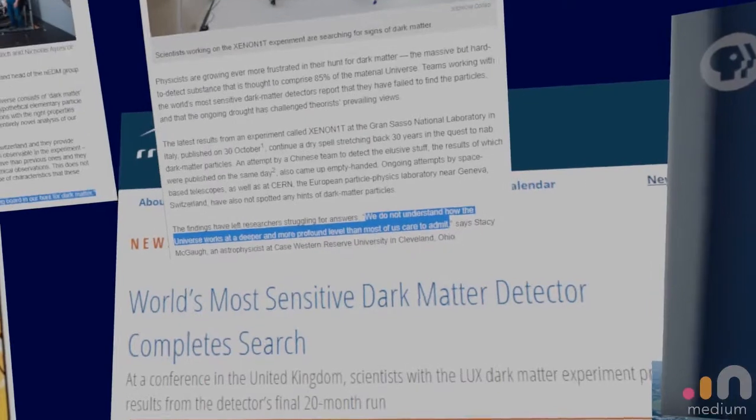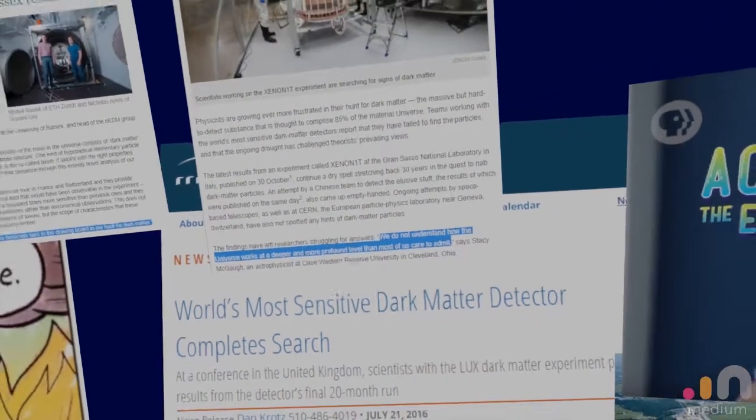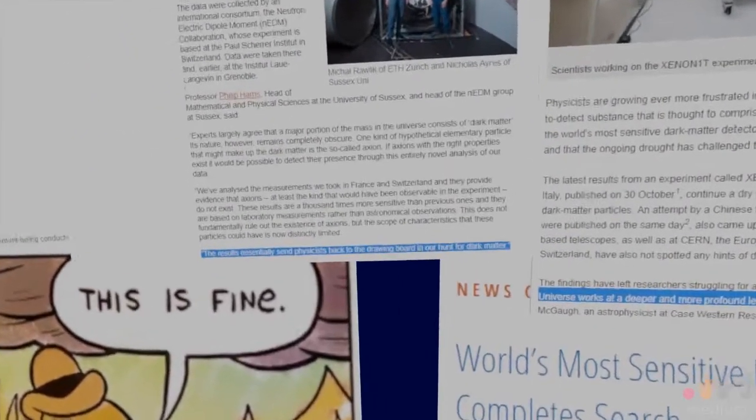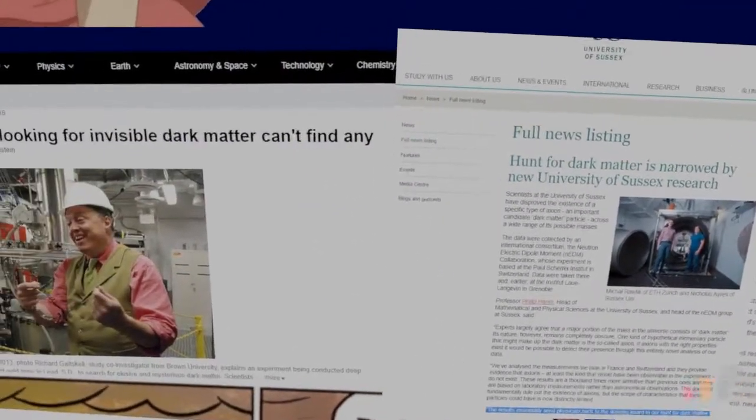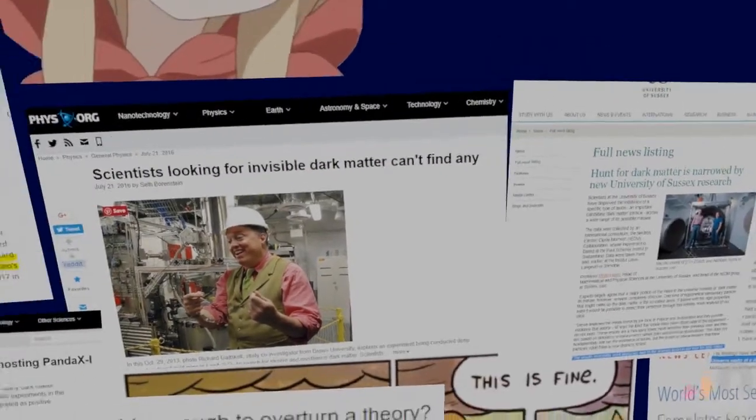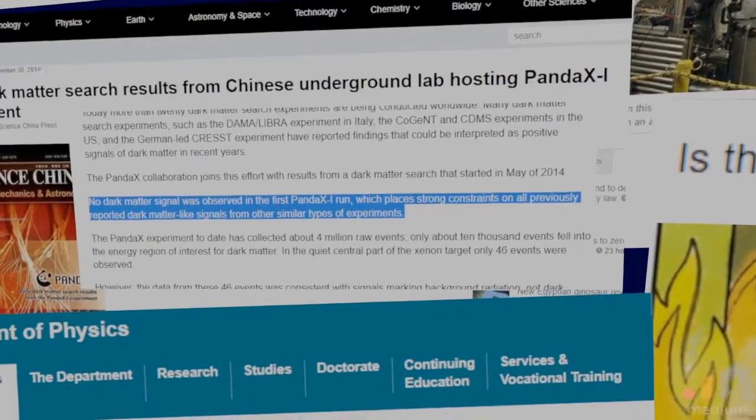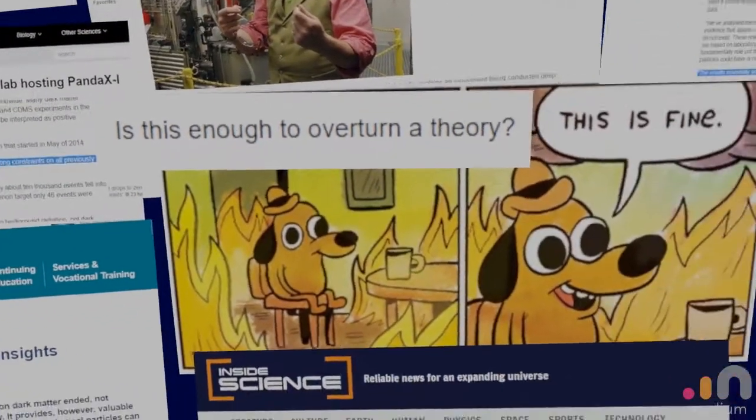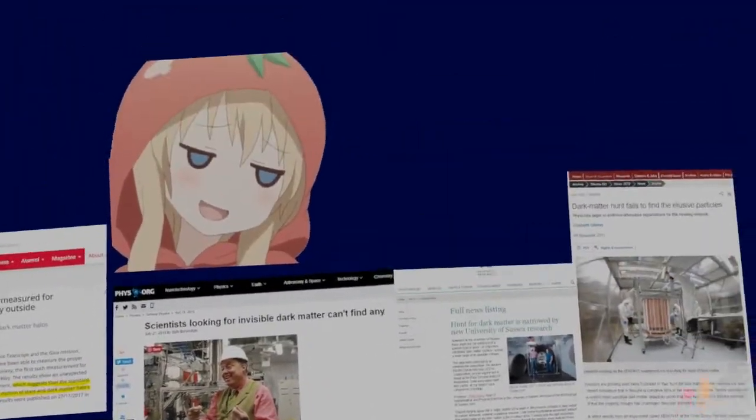We do not understand how the universe works at a deeper, more profound level than most of us care to admit. Hunt for dark matter. The results essentially send physicists back to the drawing board. They can't find it. The Chinese can't find it either. No dark matter signal was observed for the first Panda X run. They have no idea. Also, the Large Hadron Collider has not found any dark matter either.